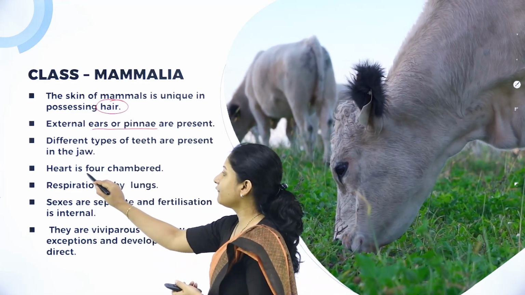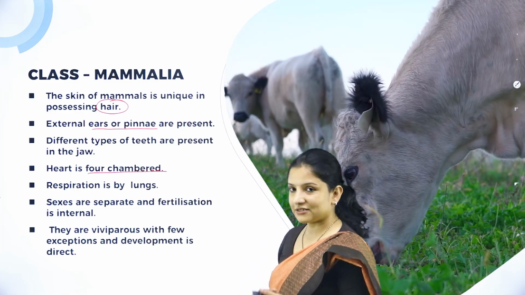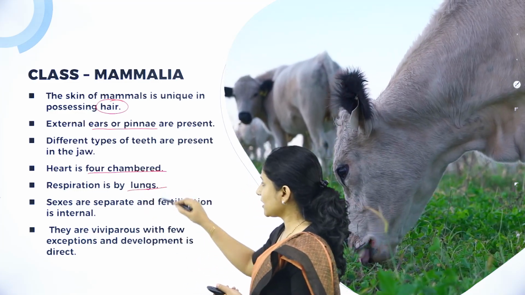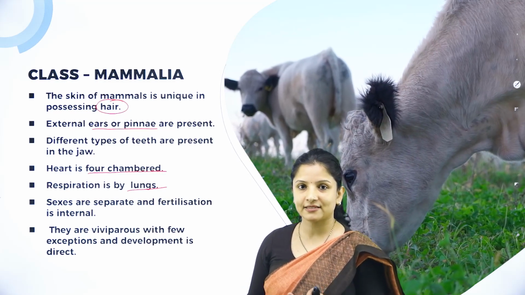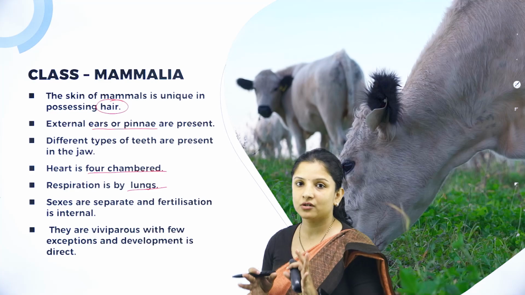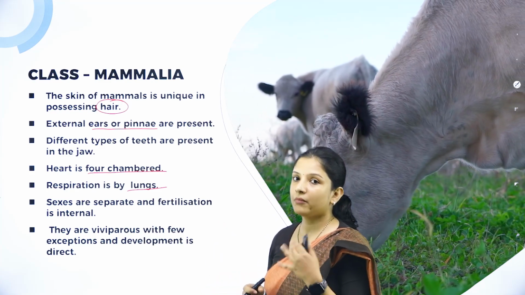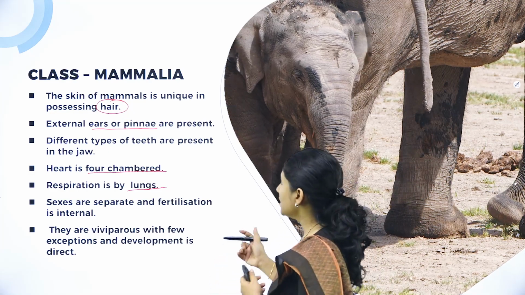Next, the heart is four-chambered, made up of two auricles and two ventricles. Respiration here is by lungs. We do not have additional air sacs and all that. That is seen only in the aves. But we have lungs that help us to respire. And the sexes are separate, wherein male is separate and female is separate.